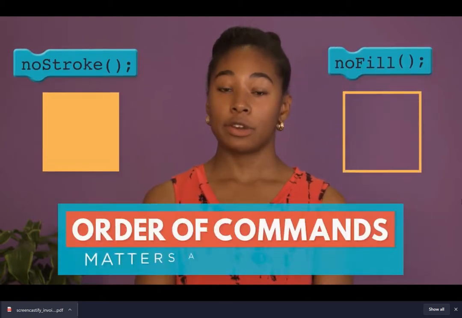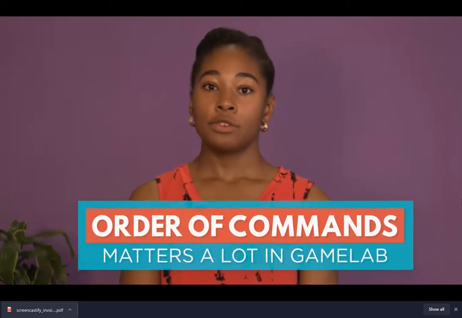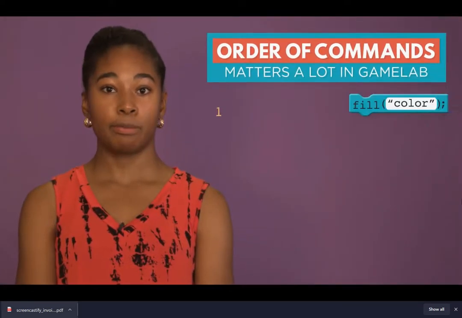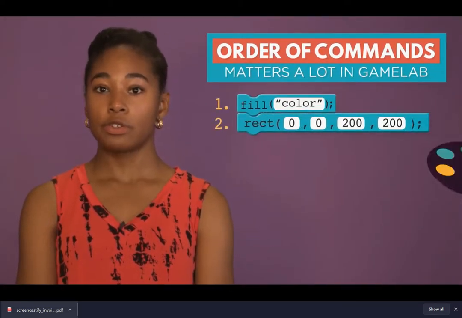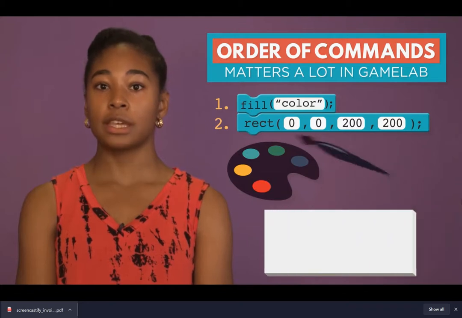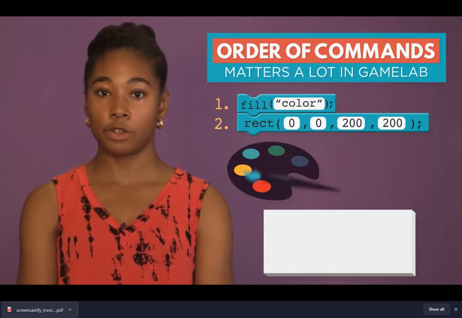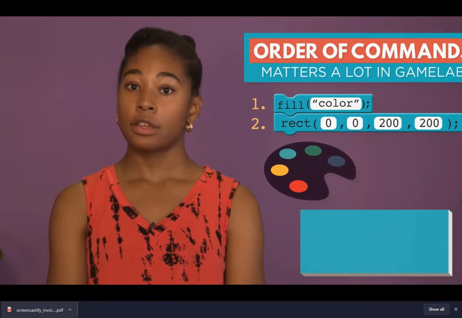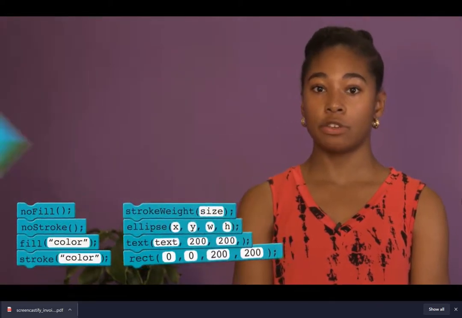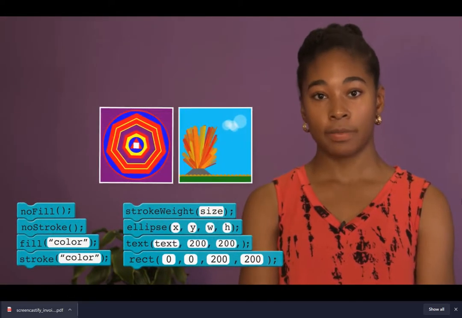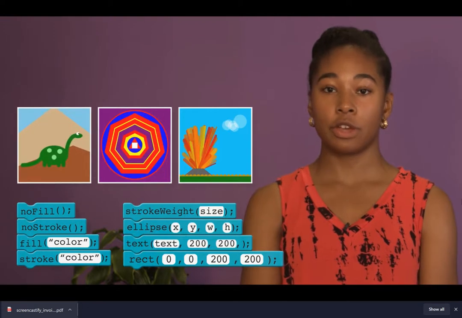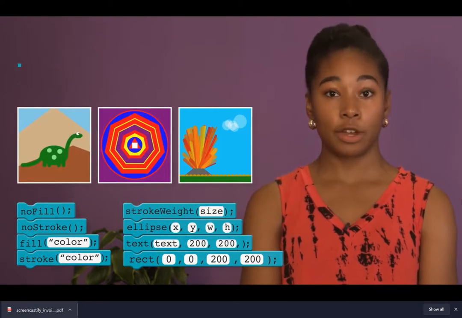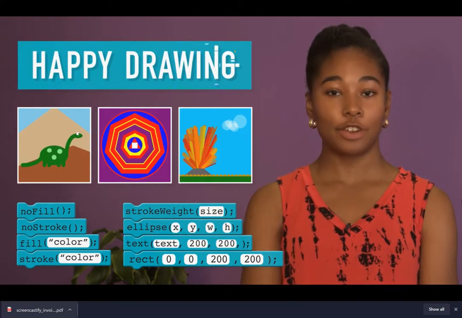The order of commands matters a lot in GameLab. You need to change the color of your stroke or fill before you draw the shape. If you were drawing or painting in real life, this would be like dipping your paintbrush into your palette before drawing on the canvas. There's lots of other commands you can use to create interesting and complex drawings. As you get more familiar with all the drawing tools available in GameLab, you'll get better at bringing your ideas to life. Happy drawing!